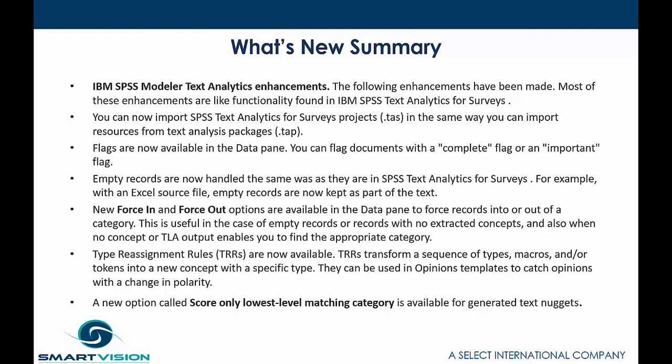Empty records are now handled in the same way that they were handled within Text Analytics for Surveys. So, for example, with an Excel source file, empty records are now kept as part of the text. And you also have the capability to force in or force out records into specific categories. And as it says here, it's useful in the case of empty records or records with no extracted concepts. There's also the capability to use type reassignment rules, which are now available, TRRs. And these can be used to transform a sequence of types or macros or tokens into a new concept within a specific type. And a new option called Score Only Lowest Level Category Matching Category.